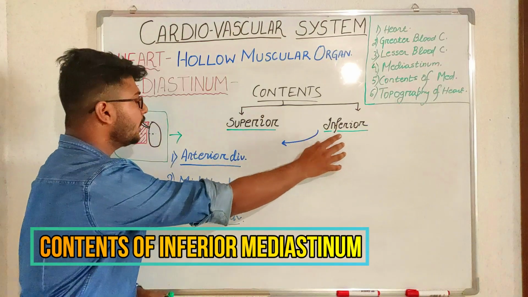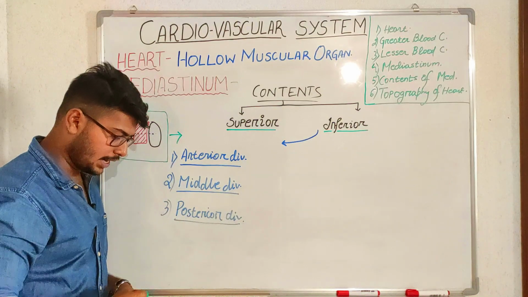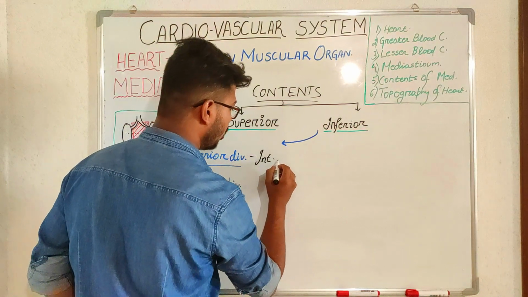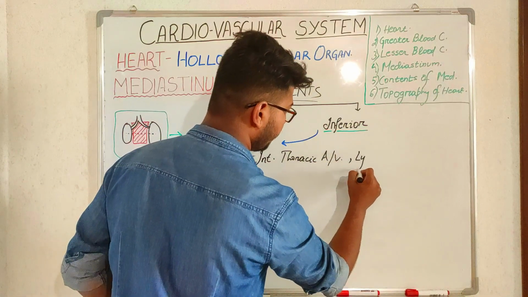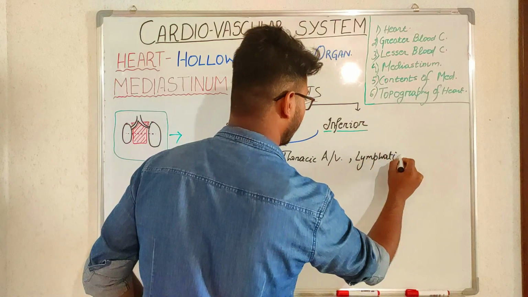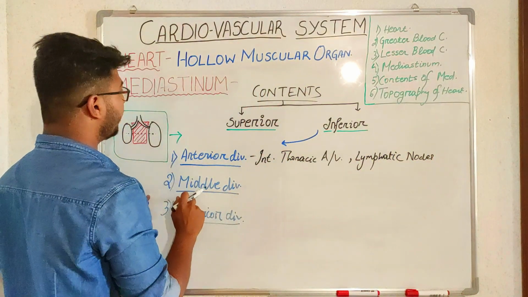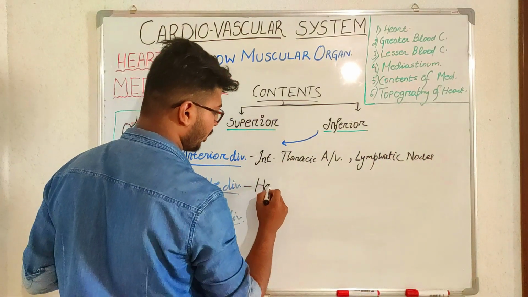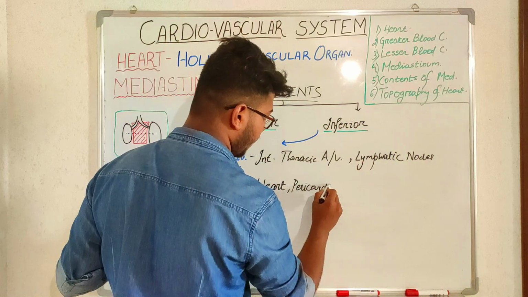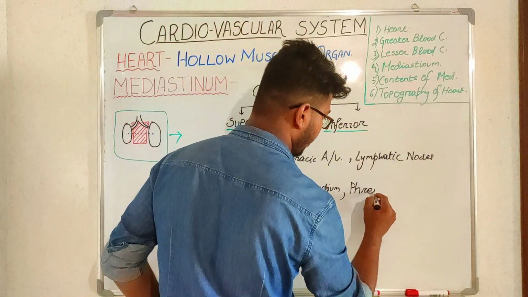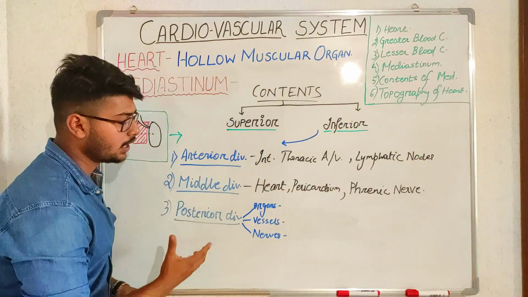Then comes the inferior division of mediastinum. What are its contents? It is divided into anterior, middle, and posterior divisions. In the anterior division, it has internal thoracic arteries and veins, and it also contains some lymphatic nodes. In the middle inferior mediastinum, it contains the important organ that we are going to study, that is the heart. Then it contains pericardium, then phrenic nerve.